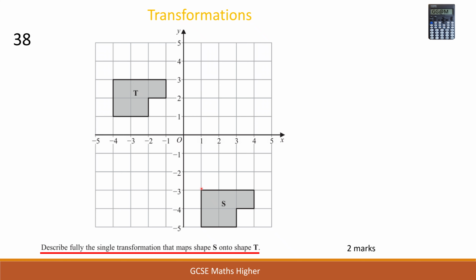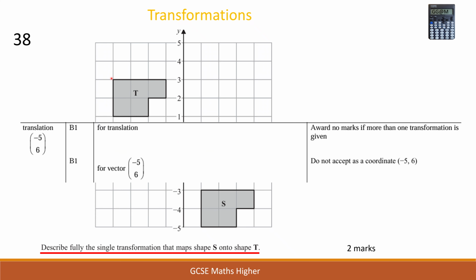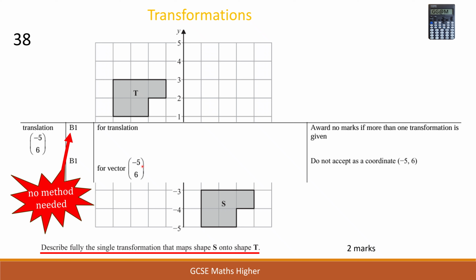So if you take the top left-hand corner and count across, you're going 1, 2, 3, 4, 5 to the left, which means it's a -5. Then you're going up 1, 2, 3, 4, 5, 6 up, which means it's a +6. We write that as a vector, so -5, 6. Translation is a method mark as well. So you need to get both these facts to get the 2 marks for this in the exam.